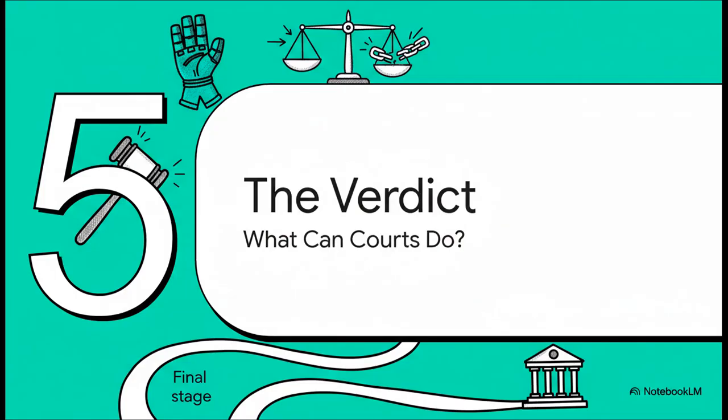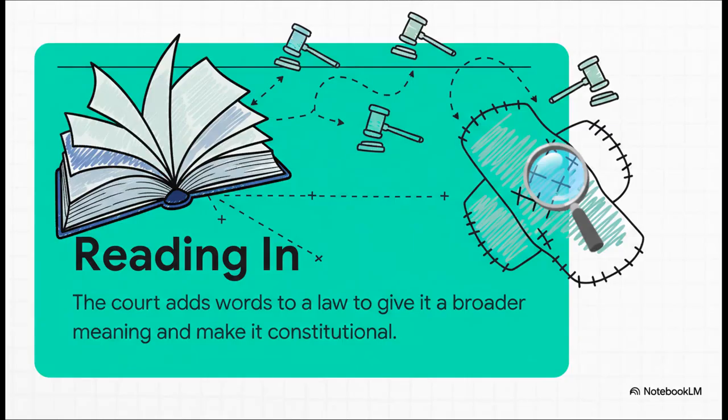So, what happens if a law fails to survive that gauntlet? What can the courts actually do to fix the problem? This brings us to the final stage of our journey, the remedies. One of the first things a court might try is called reading in. This is where the court doesn't just throw the law out. Instead, it actually adds new words to it to expand its meaning just enough to fix the constitutional problem. It's a way of repairing the law rather than scrapping it.